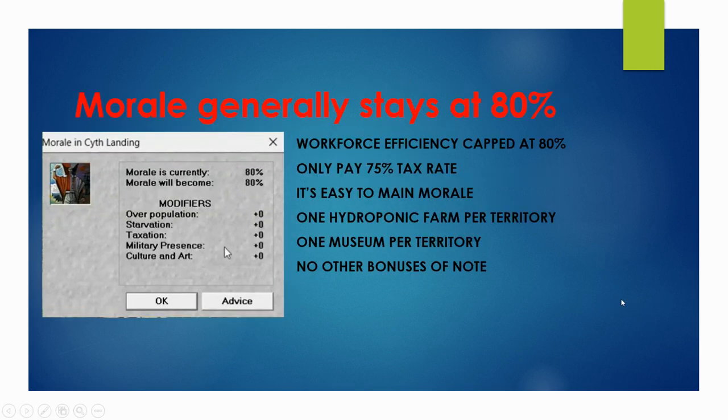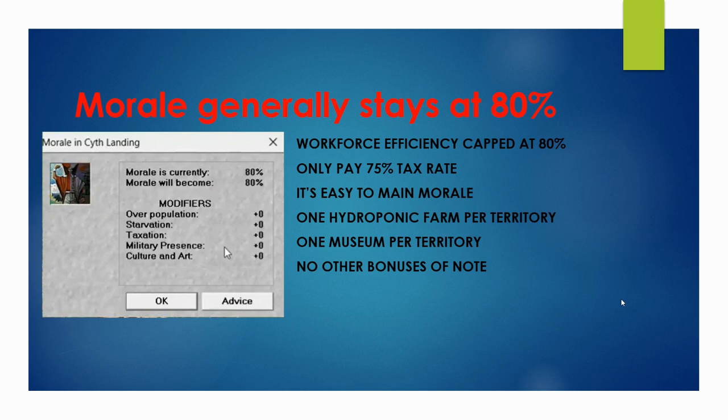The morale generally says 80% is also the negative thing about the set though, because the workforce efficiency is capped at 80%, meaning that they can never go up to 100%. There's nothing you can do to get them up above 80%. They only pay a 75% tax rate, so that basically offsets the advantage of being able to set your taxes high because they pay less taxes.